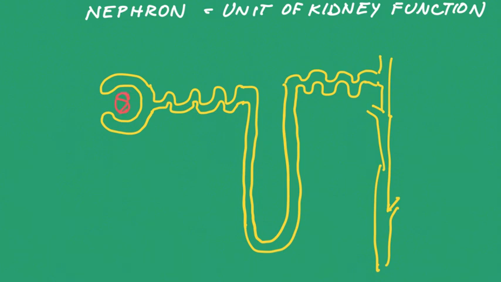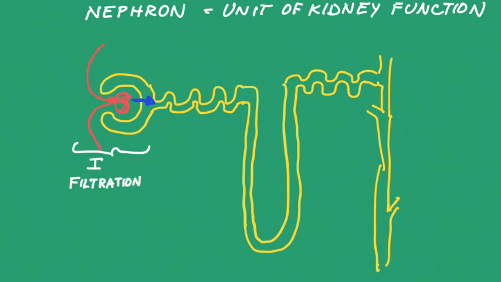Here in front, we have the glomerulus, the afferent arteriole, and efferent arteriole. Molecules move from the glomerulus into the glomerular capsule. This is the first stage of urine formation. We call it filtration because molecules are filtered through the glomerulus.